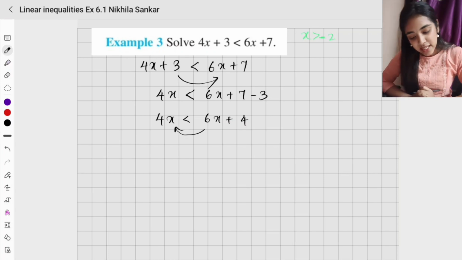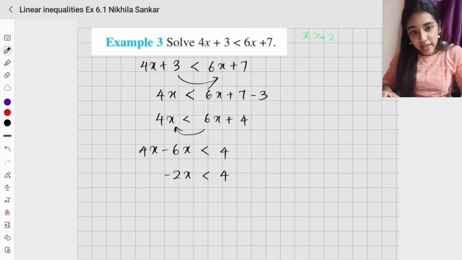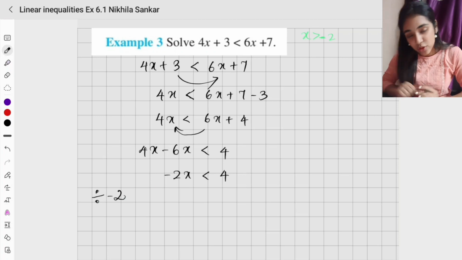Now I'm going to bring the minus 6x to the other side. So it becomes a minus 6x. So 4x minus 6x less than 4. So I have minus 2x less than 4. Now I'm going to divide both sides by minus 2. Dividing by minus 2. I'm going to divide by a negative number.